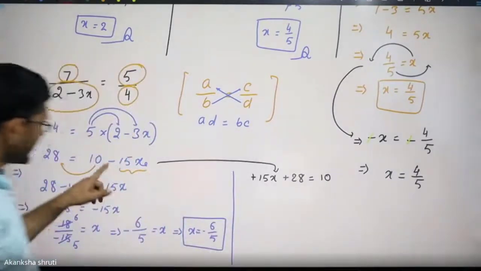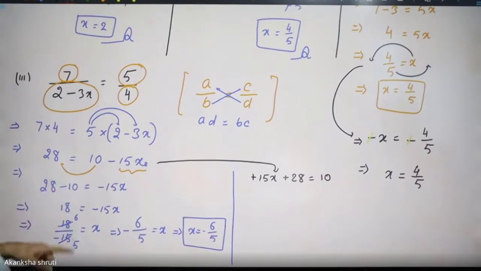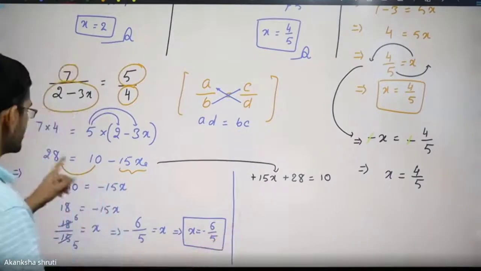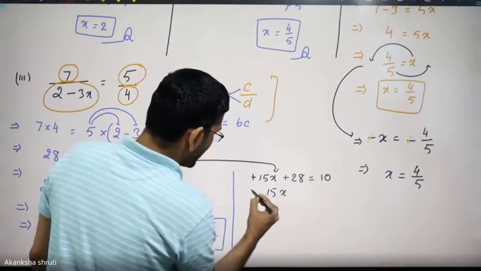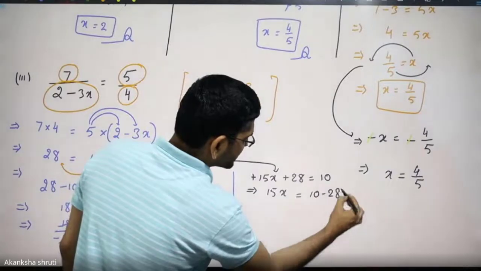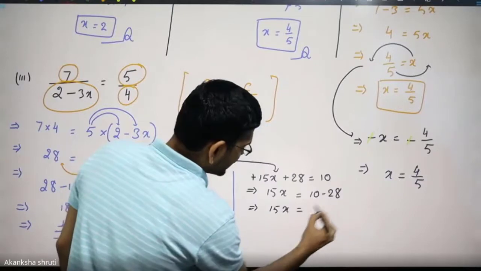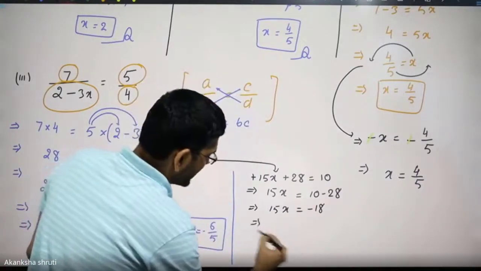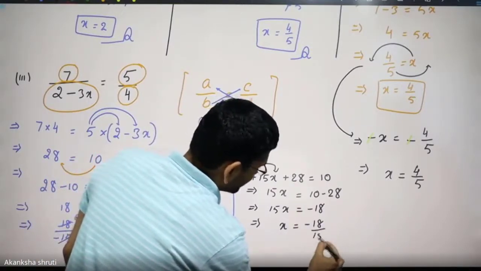That will also give the same result. Like see here, it was minus 15x, which was on the right hand side. I have changed this side to the left hand side. So it is written as plus 15x plus 28 is equal to 10. Now this is our 15x is equal to 10 minus 28. So this implies 15 of x, 10 minus 28 is minus of 18. This implies x will be minus of 18 by 15.